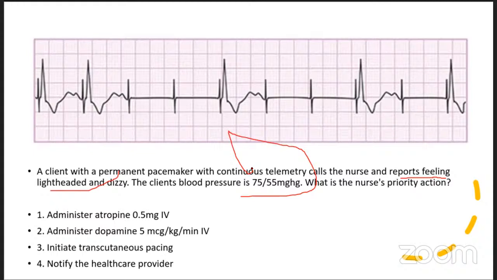What would be my priority action for an unstable patient? I've not even looked at the reading yet, but I'm already hitting number 4, because in a real life setting, you're not going to just see a patient who calls you and says he's feeling dizzy, and the first thing that comes to your mind is, call Dr. Onyeka, call Dr. Onyeka. No, you are a trained professional.